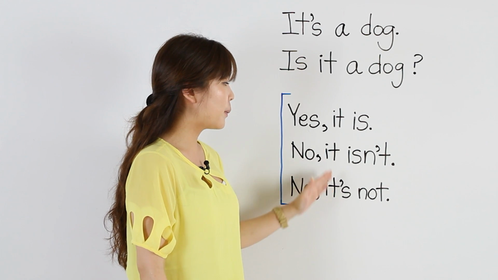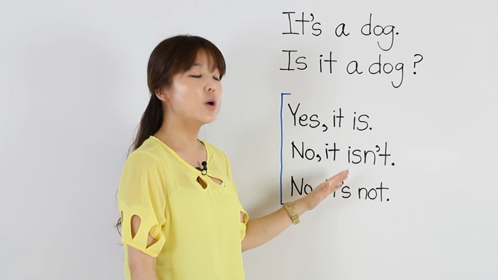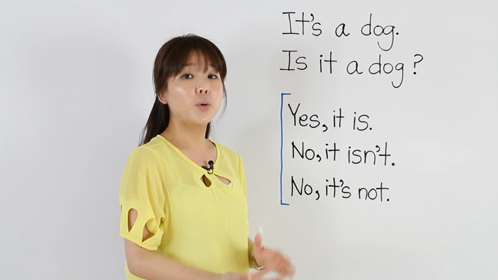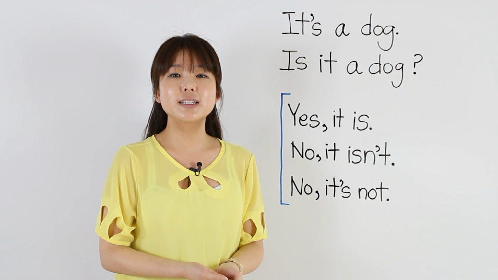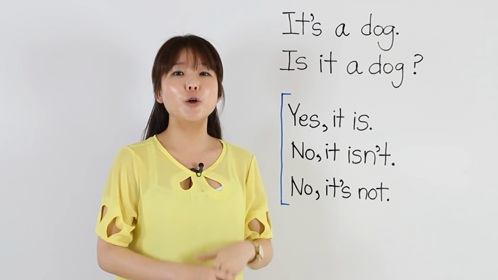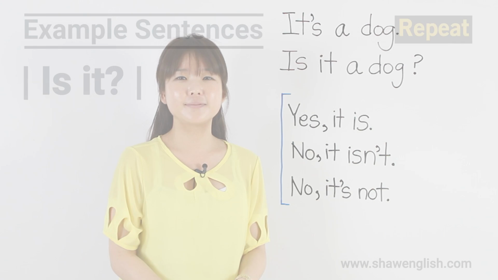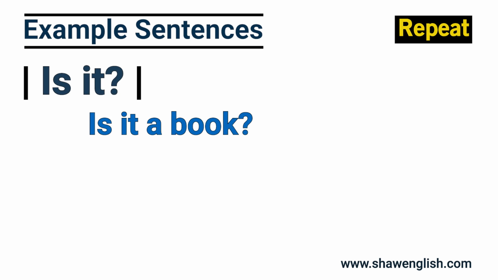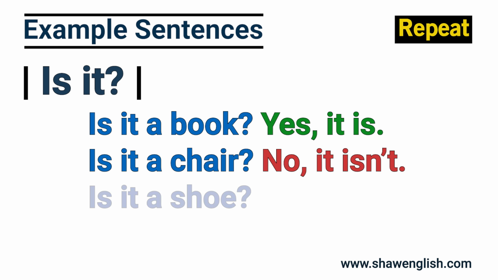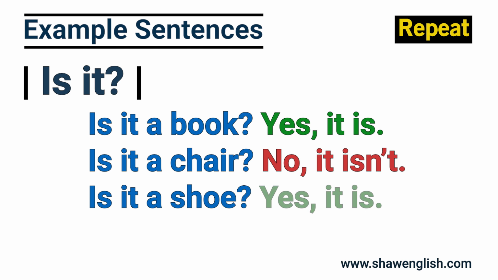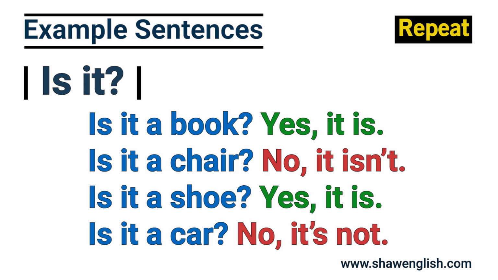Okay, so again, remember we have these two answers for no, but they're both common and they're both okay to use when you say no. Okay, we're going to look at some more examples. Please make sure you follow and repeat after each one. Is it a book? Yes, it is. Is it a chair? No, it isn't. Is it a shoe? Yes, it is. Is it a car? No, it's not.